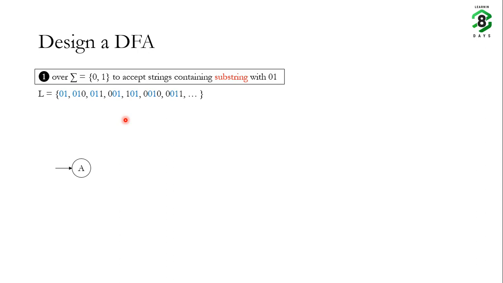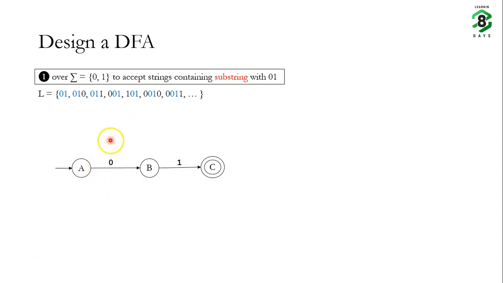So we start from initial state A. As soon as I get a 0, I go from A to B, and then as soon as I get a 1 in B, I go to the final state C. So this machine now accepts the smallest possible string in our language. Let's complete the machine. So in state A, if I get 0, I go to state B. What if I get a 1 in state A?